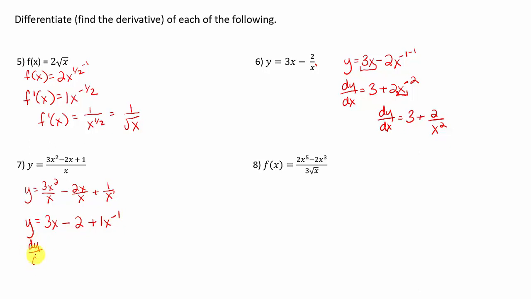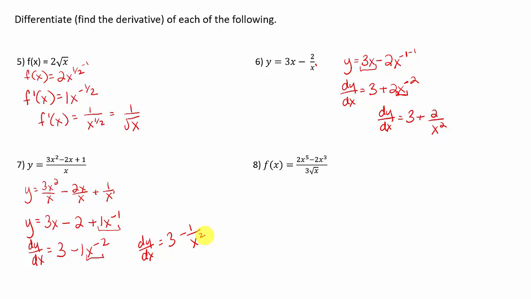So dy dx is equal to, now here I'm going to have the derivative of 3x is just 3. The derivative of -2, which is a constant, is 0, so I'm not going to write that. But the derivative of this is going to be -1 times 1 is -1x to the -2. And again, probably for now, you should rewrite that for practice. And I'm going to leave my 3 alone. I'm going to leave my -1, but this x to the -2 is going to come to the bottom as x squared. Okay, so that's my derivative.